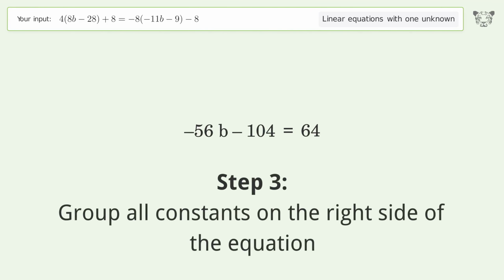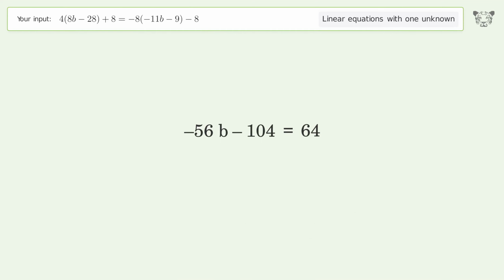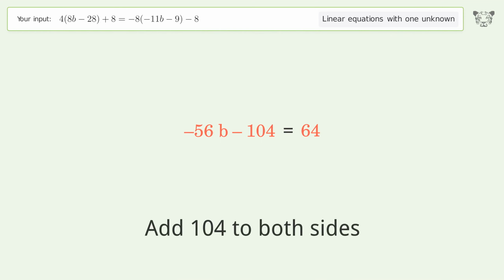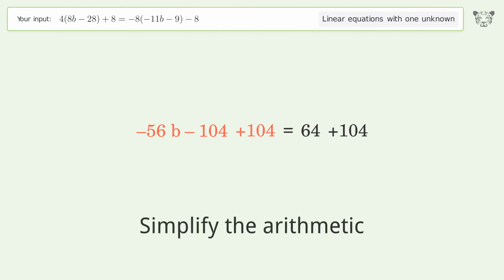Group all constants on the right side of the equation. Add 104 to both sides. Simplify the arithmetic.